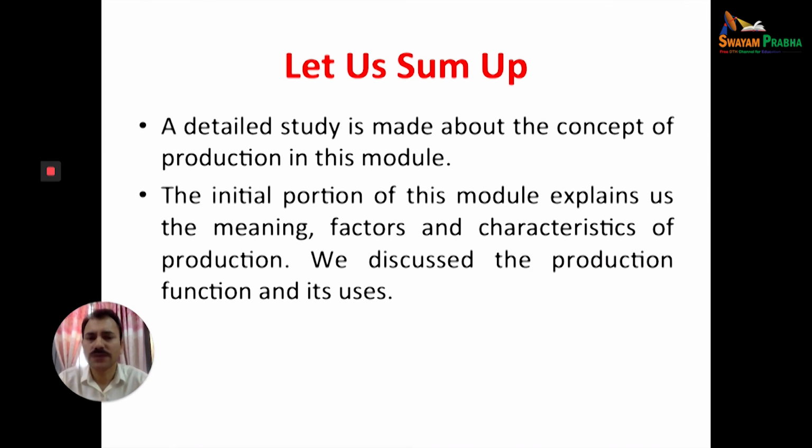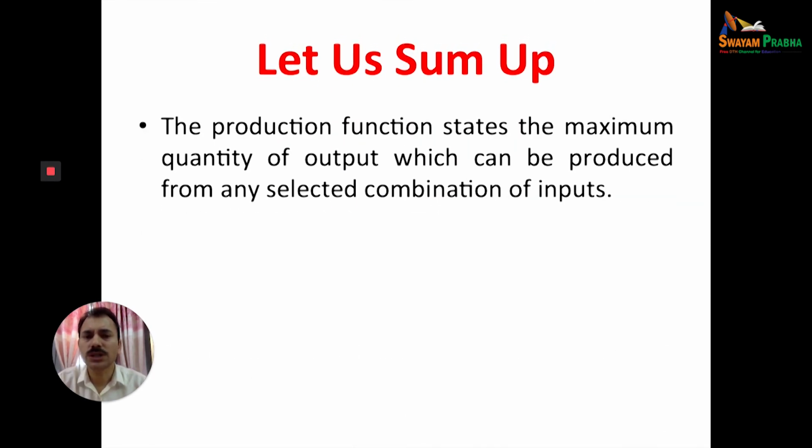In the initial portion of this module, we have explained the meaning, factors and characteristics of production. We have also discussed the production function and its uses. Production function is the relationship between input and output. And more precisely, it is the technical relationship between input and output. And when input changes, output will also change. And we have also discussed that inputs are independent factors, whereas the output depends on input. Now the production function states the maximum quantity of output which can be produced from any selected combination of input.